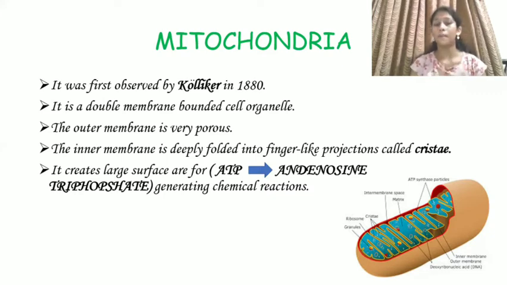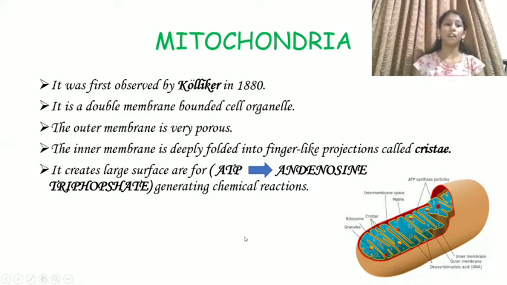As we studied, it is a double membrane cell organelle. The outer membrane is porous and the inner membrane is deeply folded with finger-like projections called cristae. You can see in the picture here, these finger-like projections called cristae.